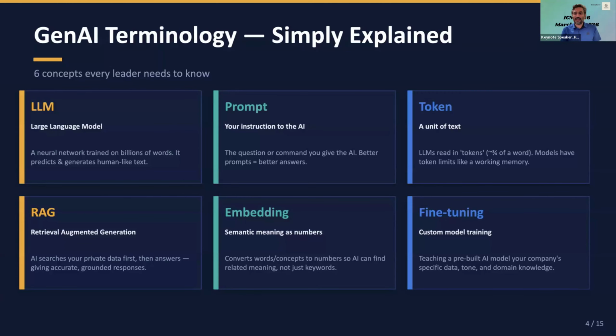So tokens are critical as a unit of text. Everything in the LLM world works as a token. It is a foundational monetization part, and the capability of an LLM depends also on how many tokens it can produce, right? It's just like a working memory. So another important thing is RAG.